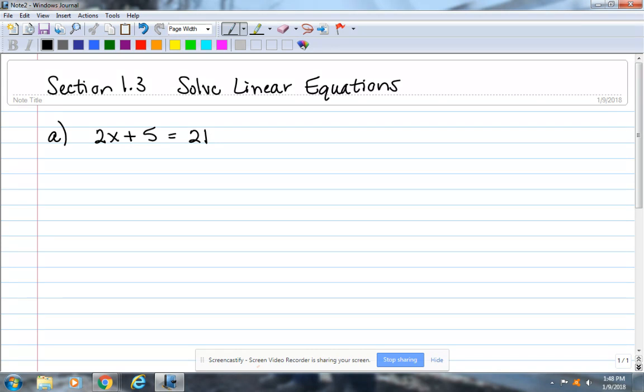But the objective to solving an equation, which is two expressions set equal to each other with an equal sign, is to get your variable by itself. Sometimes you hear us say isolate your variable. So if you isolate something, that means you get it by itself. And the way we get our variables by itself is by using something called inverse operations. Now, an inverse operation is basically the opposite of an operation. It's something that mathematically undoes something else.